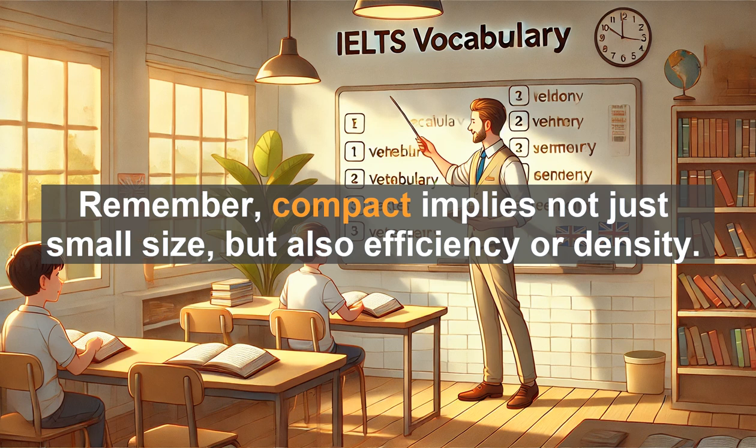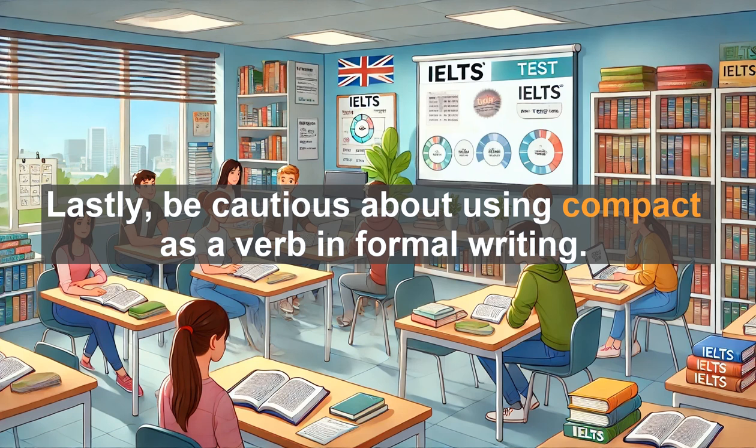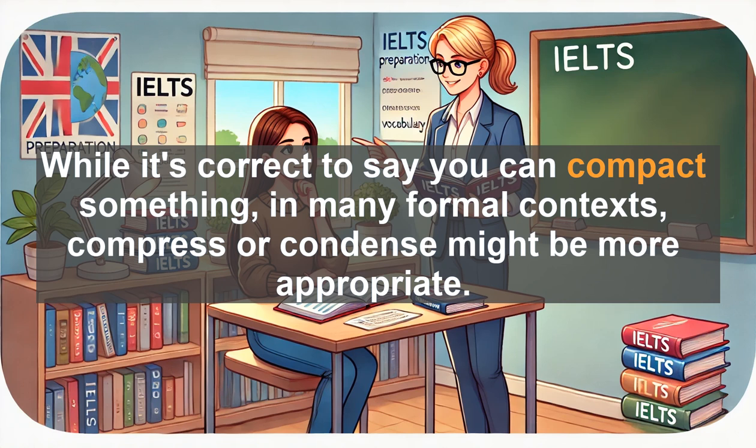Remember, compact implies not just small size but also efficiency or density. A tiny, inefficient object wouldn't be described as compact. Lastly, be cautious about using compact as a verb in formal writing. While it's correct to say you can compact something in many formal contexts, compress or condense might be more appropriate.